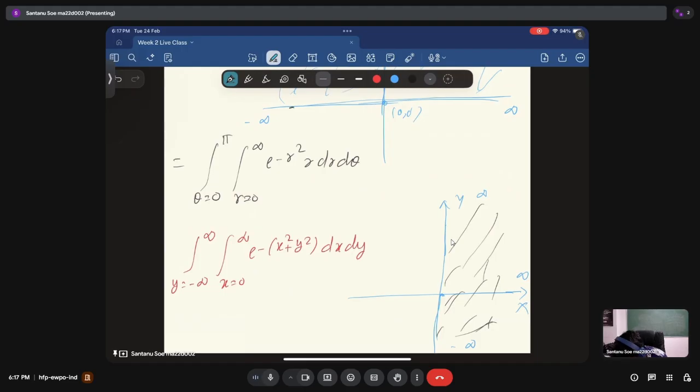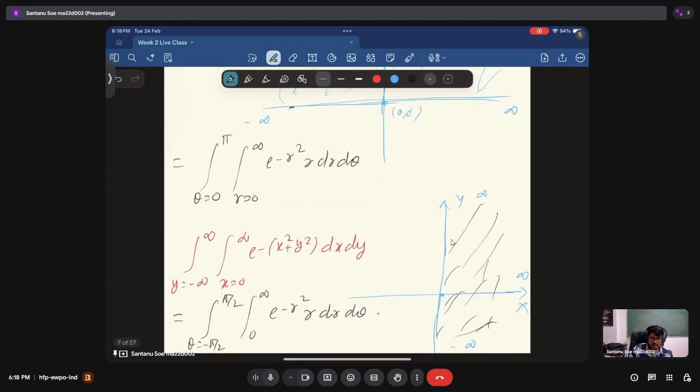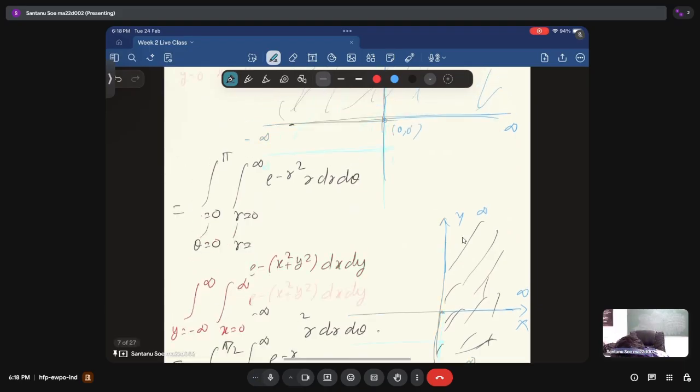So we have to take the integration from theta equals minus pi by 2 to theta equals pi by 2. So this will change into theta from minus pi by 2 to pi by 2, and then r will be changing from 0 to infinity, and this will be e to the power minus r square, r dr d theta. Okay, then this should be the answer, correct? So I hope this is clear now. Then we're going to go to the next question.